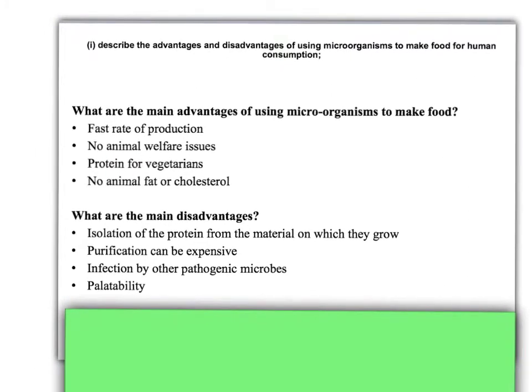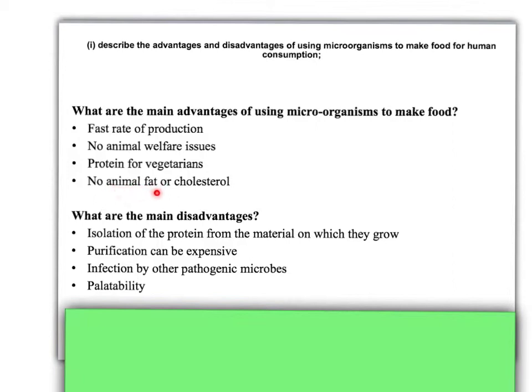And secondly, as I explained, the use of fungus, which can be grown on agricultural waste products to produce mycoprotein, a more recent biotechnological process, and some of the advantages and disadvantages of that. Like any biotechnological process, using microorganisms gives a fast rate of production. We've got no animal welfare issues in terms of producing this product, and therefore the protein is suitable for vegetarians. And the other nutritional advantage is that the protein that's produced has got no animal fats in it.